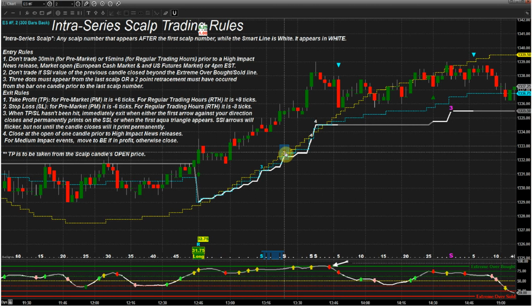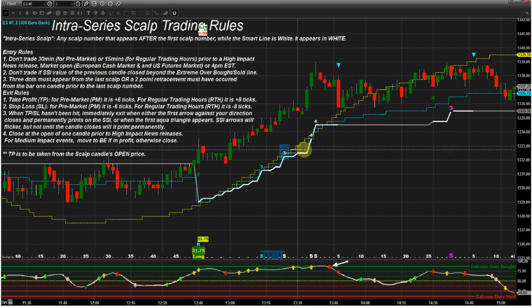Scalps are very profitable, but you must enter them within the first 10 to 20 seconds. You must also exit them quickly, because when these things come in, the arrow on the SSI or the triangle on the smart line, many times the prices go against you and you want to have been out of that scalp.